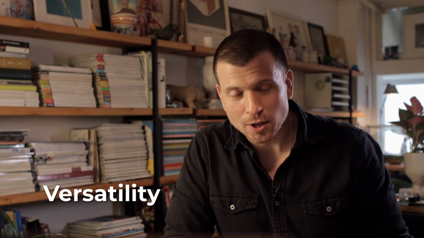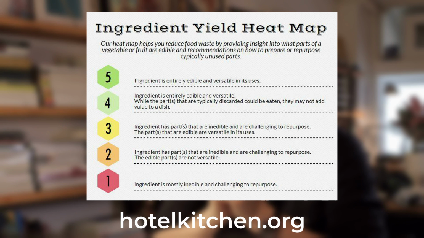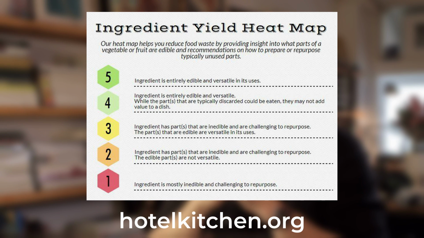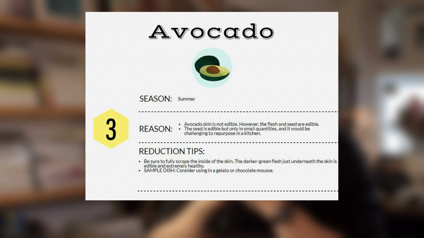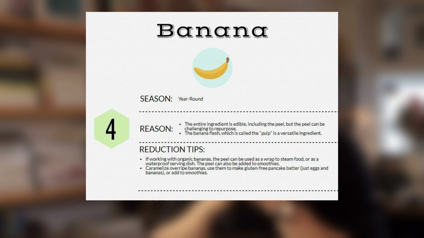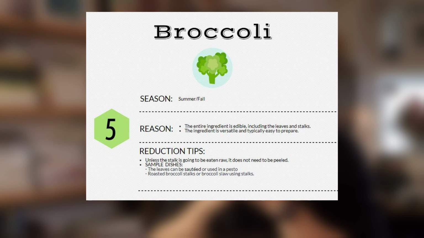If you're cutting the top part of the eggplant, for example, you want to make sure to really only take everything that is edible, and the rest you can put in a compost file, find ways to reuse it. Versatility and using the ingredients in whole. The ingredient yield heat map provided by hotelkitchen.org illustrates some insight to the edible parts of common vegetables and fruits and how to prepare or repurpose the typically unused parts.